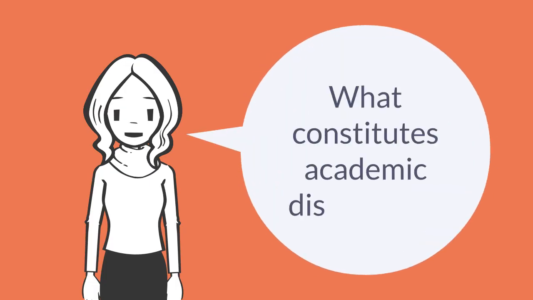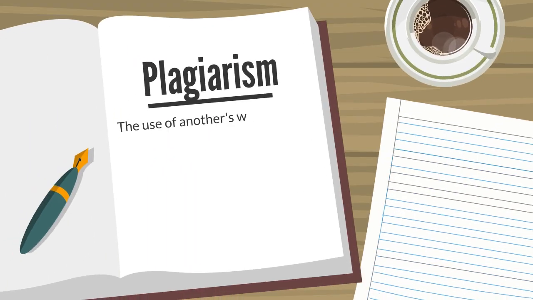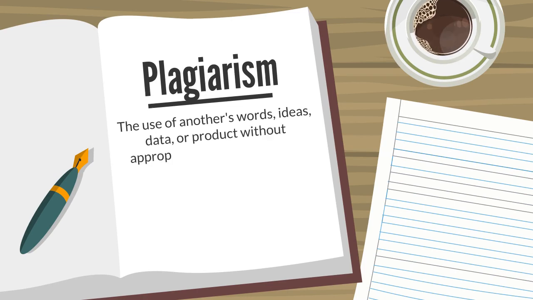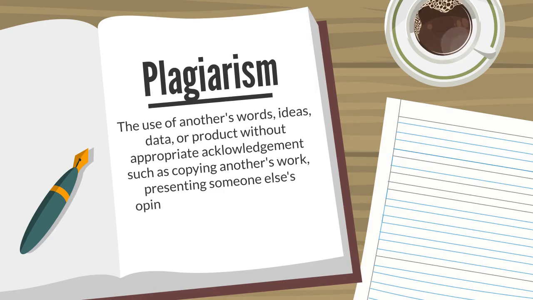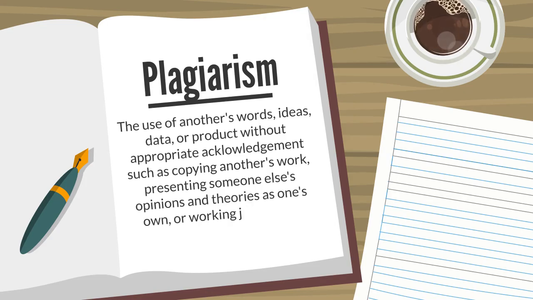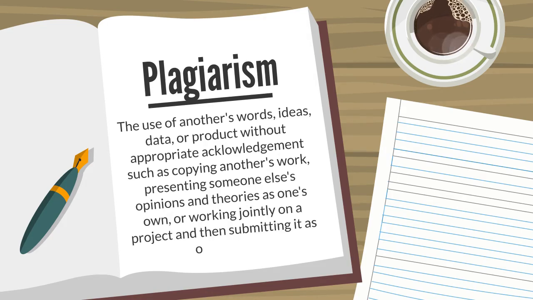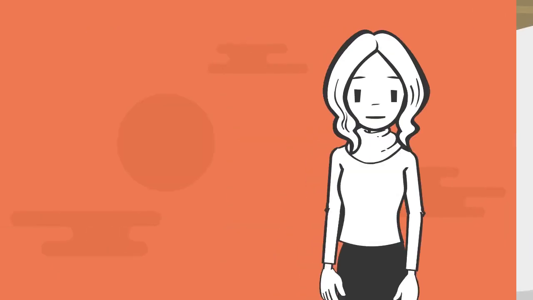So what constitutes academic dishonesty? Some examples of academic dishonesty are plagiarism, the use of another's words, ideas, data, or product without appropriate acknowledgement, such as copying another's work, presenting someone else's opinions and theories as one's own, or working jointly on a project and then submitting it as your own.